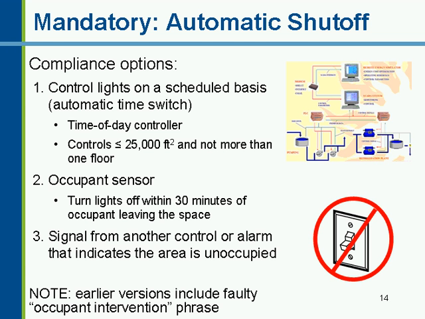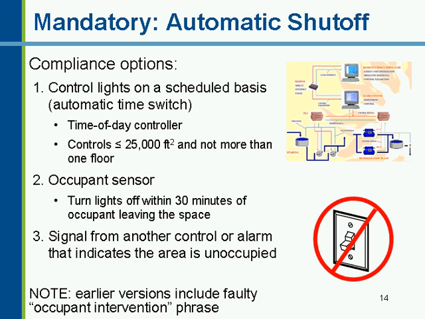A third compliance option, which is somewhat of a catch-all, is for a signal from any other control or alarm that indicates the area is unoccupied. This is in there because there are some emerging technologies, either computer workstation-based or other alarm-based, that will provide the same occupancy signal, and these can be used as well to show compliance. Of course, these requirements are for automatic controls. Manual switches do not comply with this requirement.